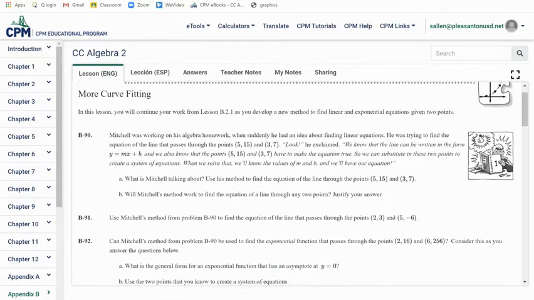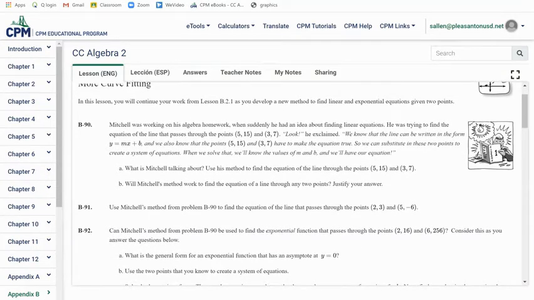So question 90 is going to ask you to find the equation of a line, but not in the way that you normally would. Normally we would find the slope and then from there find the y-intercept. But what they want you to do is to create a system of equations. For example, with the point (5, 15), that would be 15 equals 5m plus b. And then for (3, 7), it would be 7 equals 3m plus b. And then you have a system of two equations with two unknowns, and from there, you would solve for m and b.